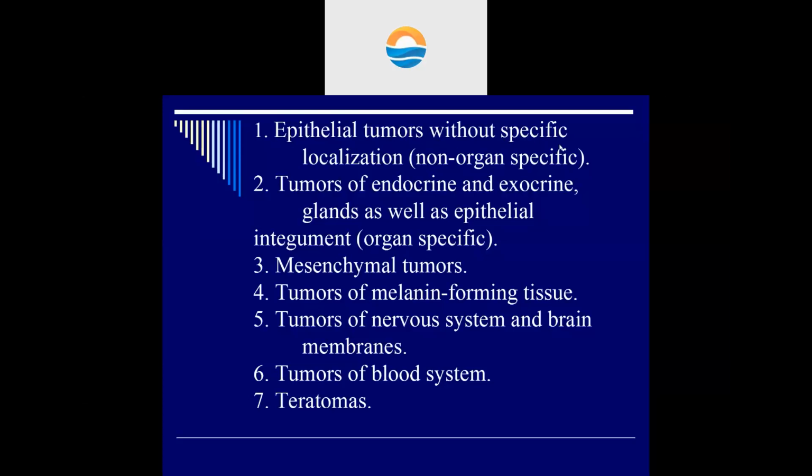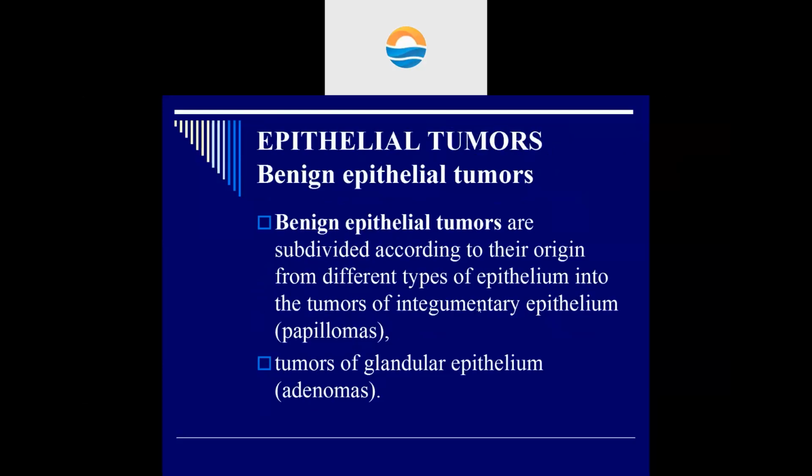Epithelial tumors without specific localization, we call them non-organ specific tumors. Tumors of endocrine and exocrine glands, as well as epithelial integumentary or organ-specific tumors. Then we have the mesenchymal tumors, tumors of melanin-forming or melanin-producing tissue, tumors of nervous system and brain membranes, tumors of blood system, and teratomas. Let's start with epithelial tumors.